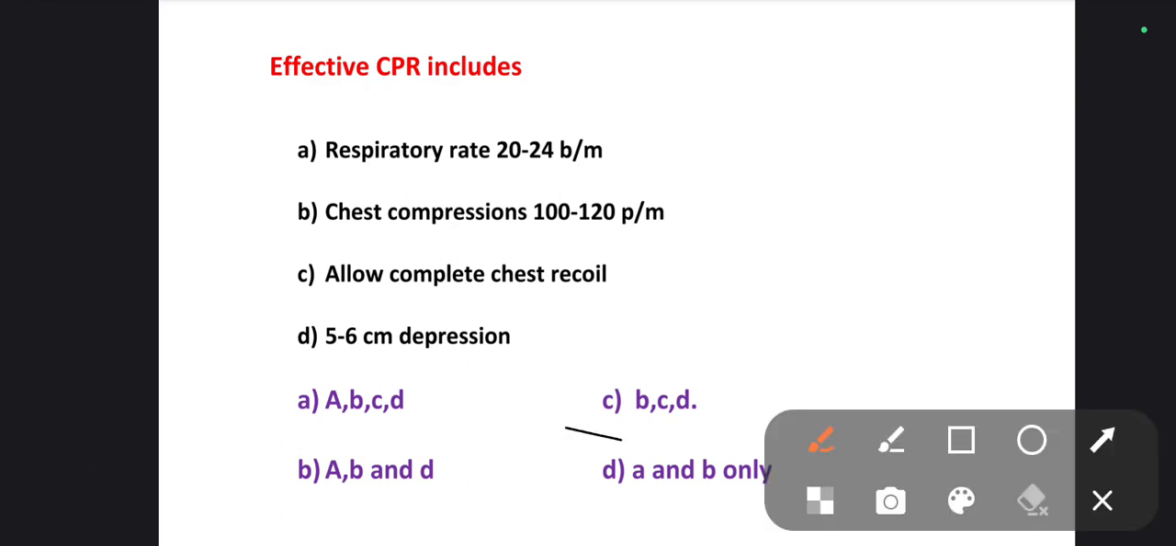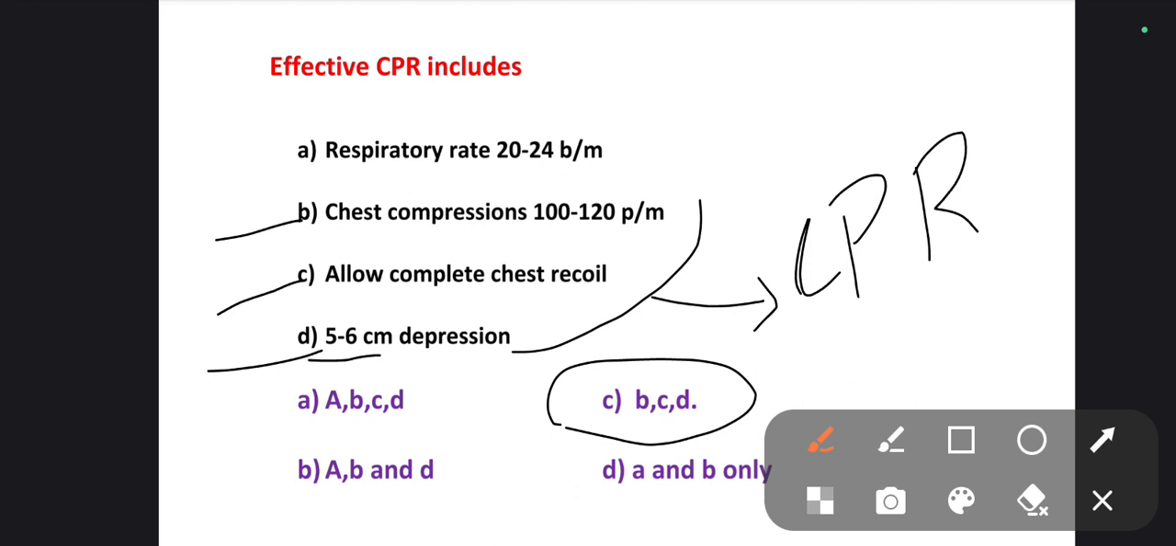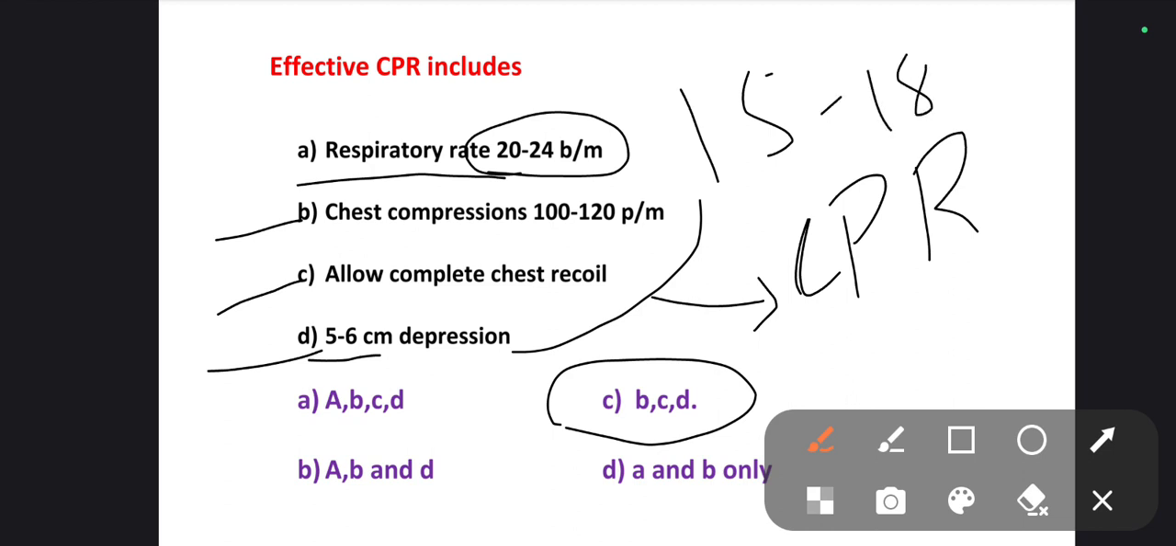Okay, the right answer is option C. Option C is B, C, D, which is referred to as the CPR being effective. Why? Because compression should be 100 to 120 per minute and we need to allow the whole chest to recoil. And the depression must be 5 to 6 centimeters, but the respiratory rate is not 20 to 24. The respiration rate is just around 15 to 18. So then only we can say that the CPR is effective.